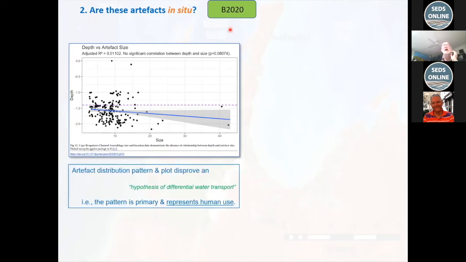In this paper, they used the distribution pattern that they described and the plot above. They argued that this proves a hypothesis of differential water transport. I'm not sure what that means, but they said that therefore the pattern they found is primary and represents human use. And so we can use it to make cultural interpretations.